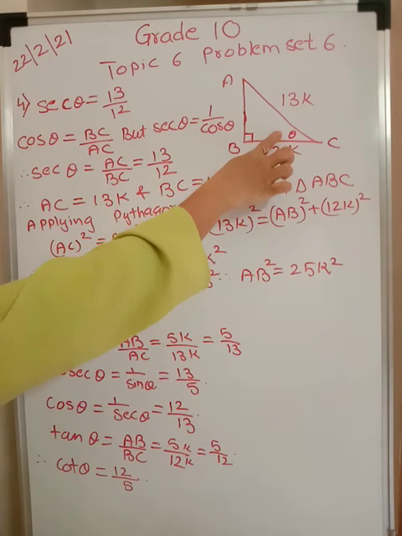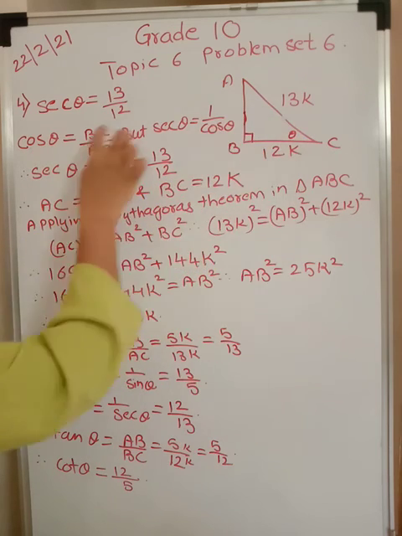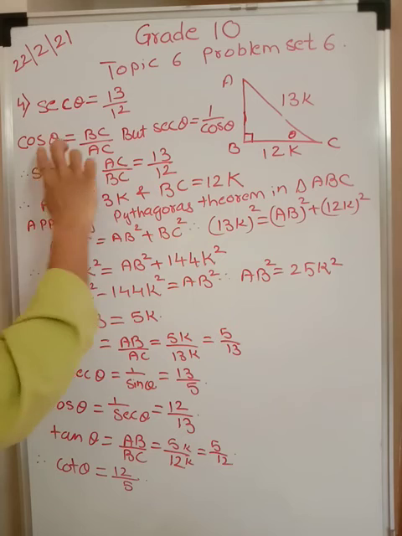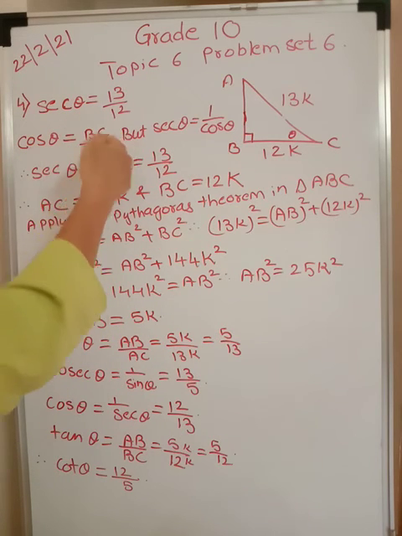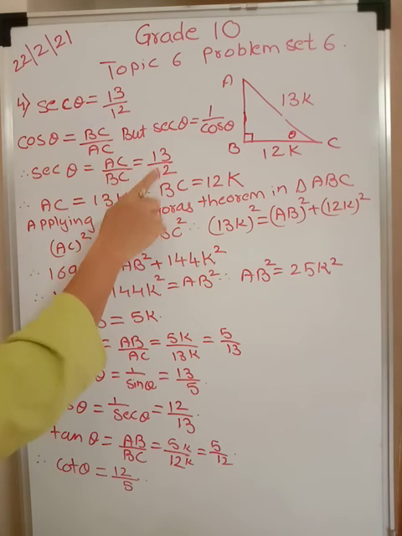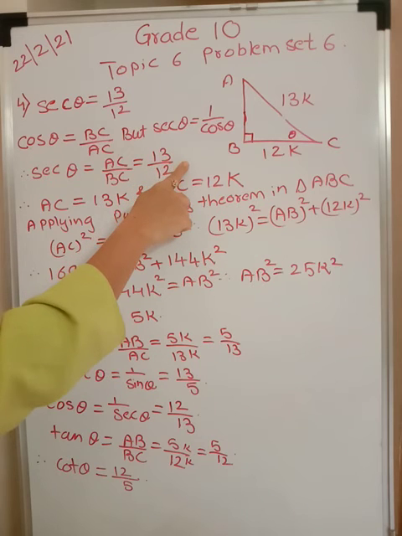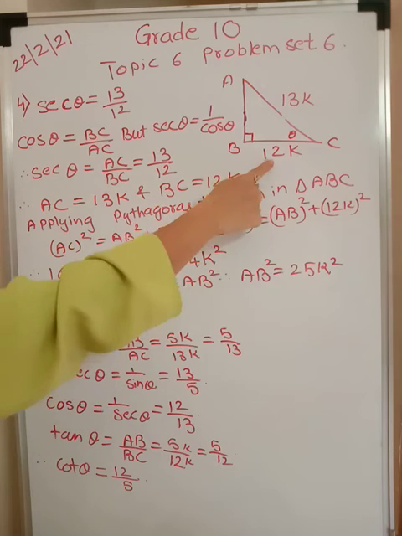If this is theta, cos theta is adjacent side upon hypotenuse. So BC upon AC is your cos theta. And reciprocal of this is nothing but sec theta. So sec theta will be AC upon BC. So you got AC upon BC is 13 upon 12. Let this be equal to k because it is a ratio. And therefore we get AC as 13k and we get BC as 12k.